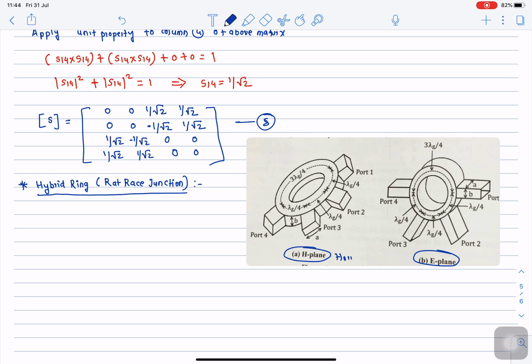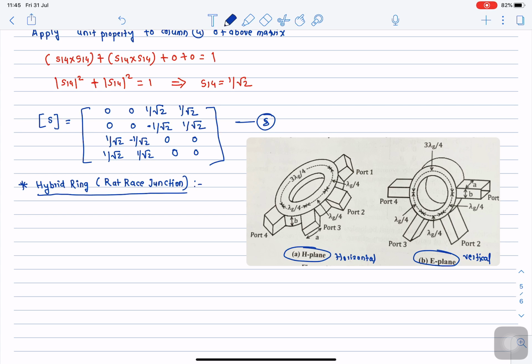Okay, in other words, if you design the rat race junction in a vertical plane, it will become an E plane rat race junction. So similar to H plane T and E plane T, there are again 2 types of rat race junction based on how you orient that rat race junction. If it is oriented horizontally, we call it an H plane rat race junction, or when it is oriented vertically, we call it an E plane rat race junction. Okay, so we are not going to derive the detail, but deriving the scattering matrix for this particular rat race junction or the hybrid ring is simple and straightforward.